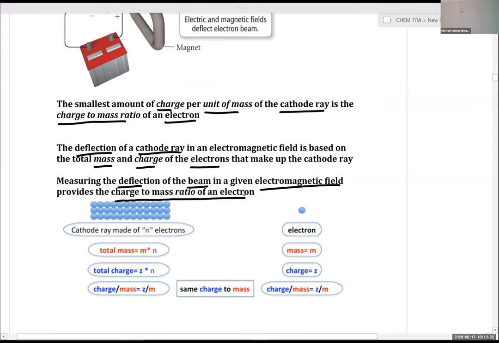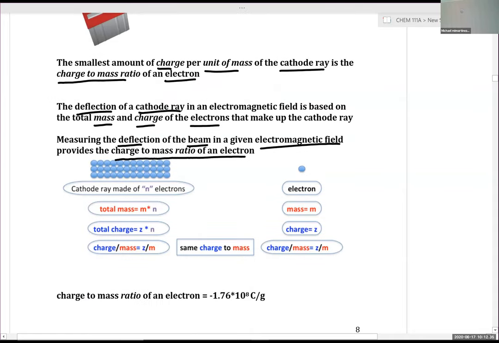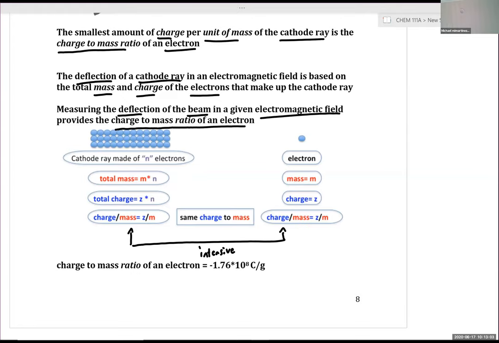ratio of an electron. The principle that drives this idea is that the charge to mass ratio is an intensive property. No matter how many particles we have, the charge to mass ratio will always remain the same for the same type of subatomic particle. Now, it was found that the charge to mass ratio was 1.76 times 10 to the 8th coulombs per gram, where this C represents coulombs, which is just a unit of charge.